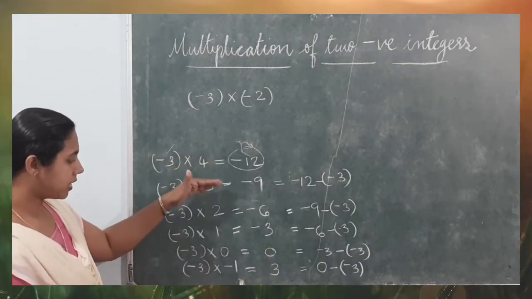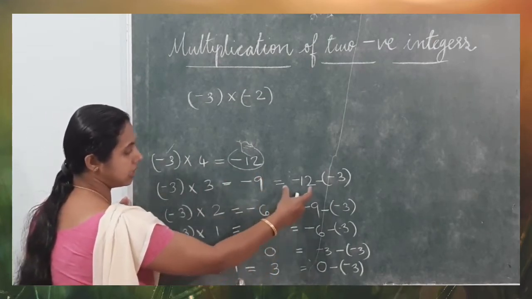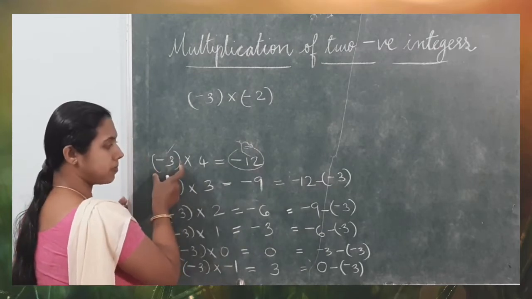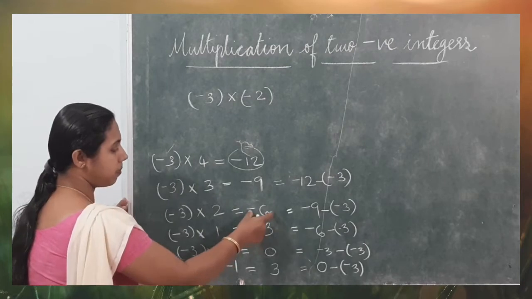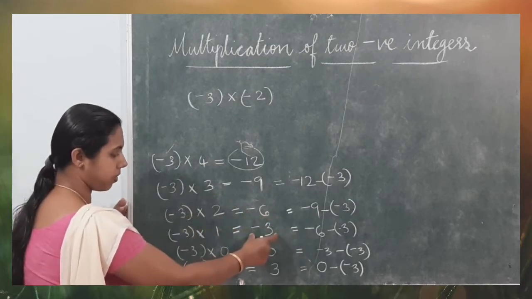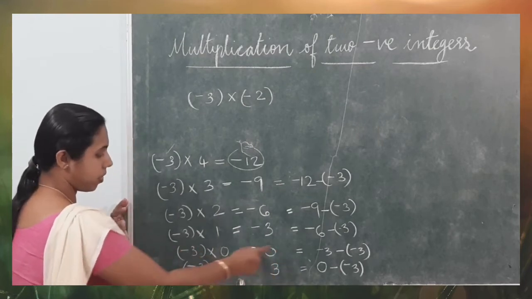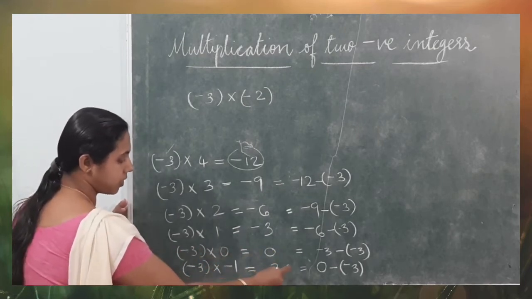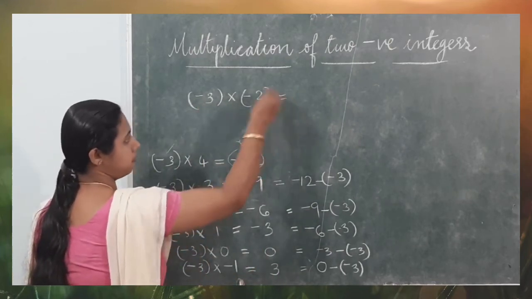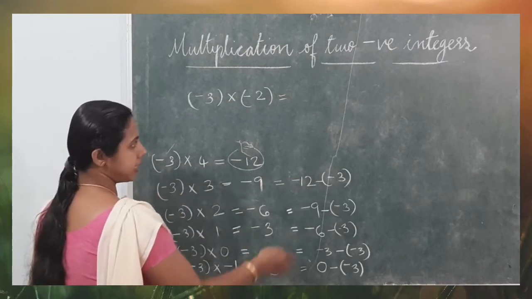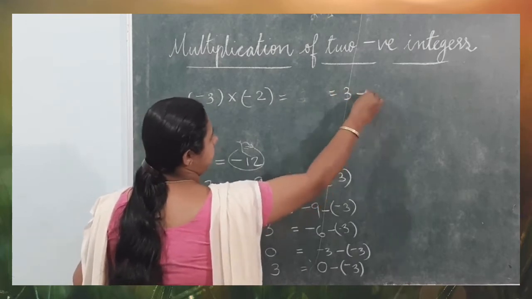When you observe this pattern, you can identify that from each product, subtracting minus 3 gives the next product. So, can you say what is the product of minus 3 into minus 2?